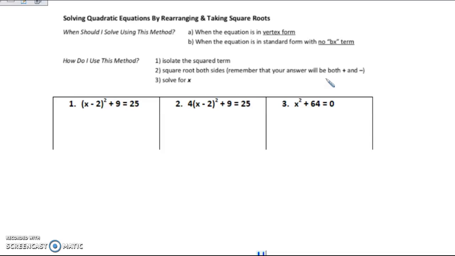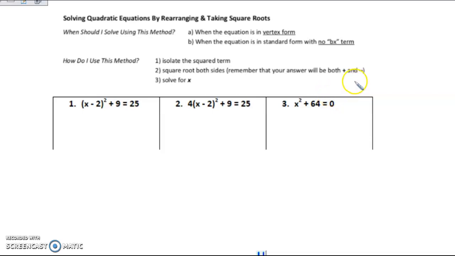Today we're working on solving quadratic equations by rearranging and taking square roots. When should you use this method? When the equation is in vertex form, and when the equation is in standard form with no bx term. Okay. And then how do we use this method?